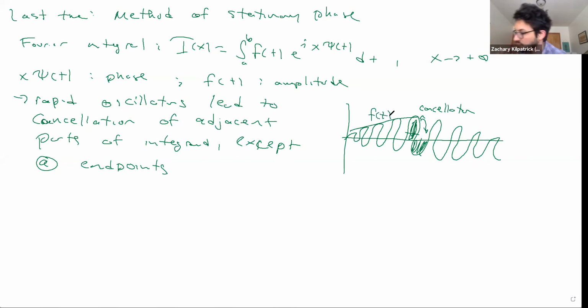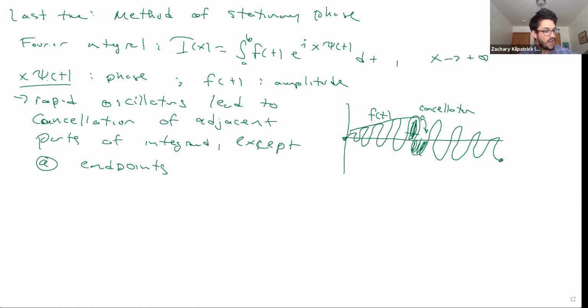amplitude f of t, and then x psi of t is going to determine the shape of the oscillations. But given that x is large enough, these are going to be rapid enough that each lobe of the oscillation is going to have a pair that's going to cancel it out, except at the endpoints, because they may not stop and start in phase. So to leading order, you can essentially approximate using the endpoints.